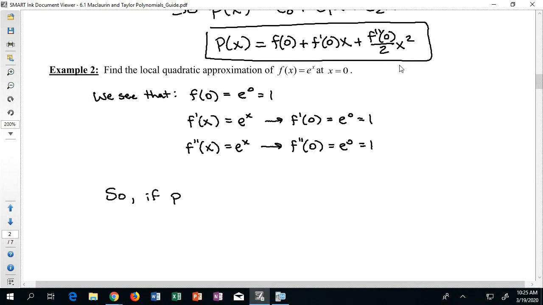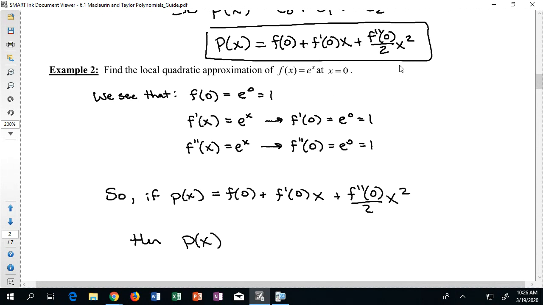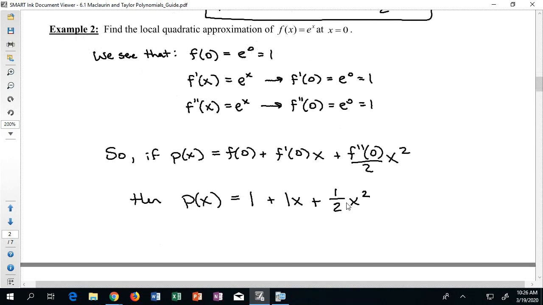So if p of x is supposed to be equal to f of 0 plus f prime of 0 times x plus f double prime of 0 over 2 times x squared, then p of x should be equal to, and I'll just start filling in the pieces. f of 0 is 1, f prime of 0 is 1, but then times x. f double prime of 0 is 1. That's got to be put over 2, and I've got to have an x squared. So my polynomial is 1 plus x plus a half x squared.